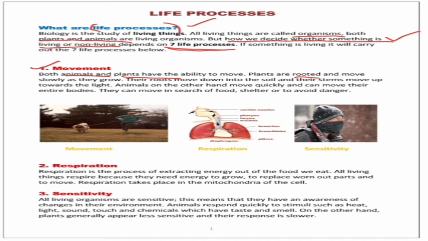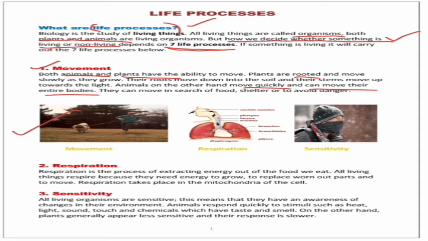Their roots show some growth into the soil. Stems grow towards the sunlight or towards the light. Animals, on the other hand, can move quickly from one place to another. You might have studied the difference between locomotion and movement, right? Movement is a change in direction on a single axis. And what about locomotion? It is the movement from one place to another, in which the entire body can move.